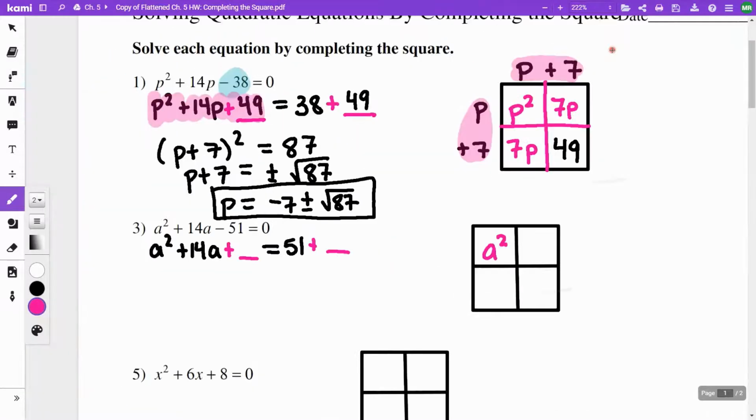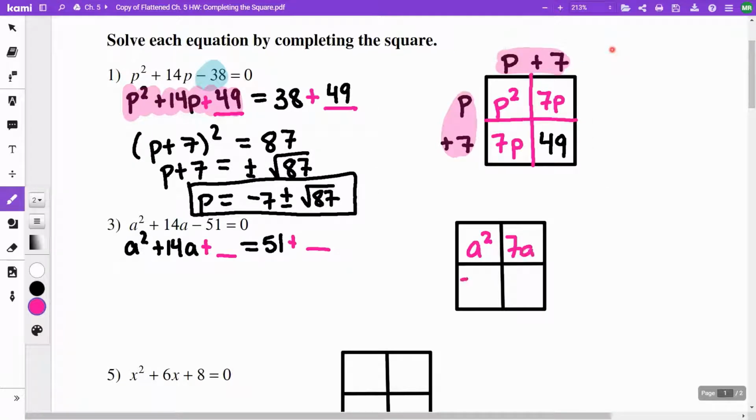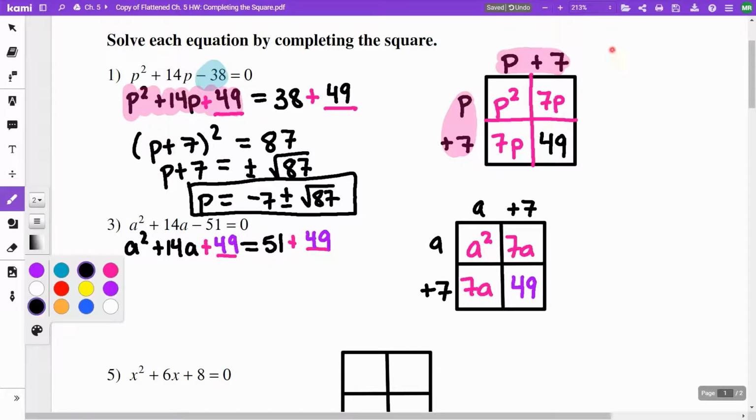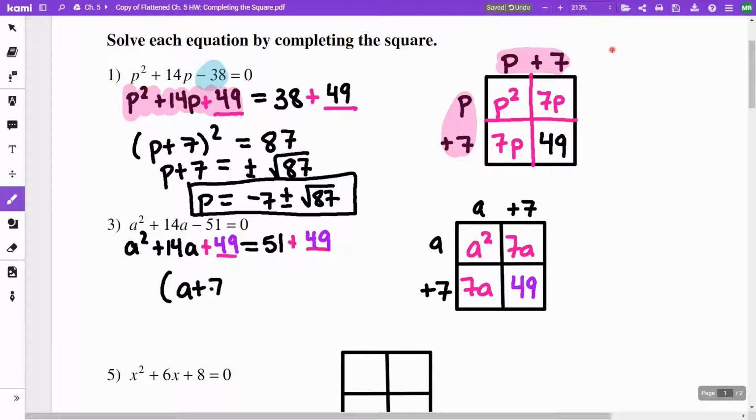My 14a is going to be split as a 7a and a 7a. So I have a squared plus 14a. So on the outside, this is going to be an a plus 7, an a plus 7, making it a square. And then what I'm missing is this 49. So I'm going to add 49 here, and I'm going to add 49 here. So my left-hand side is going to be a plus 7 squared. And on the right-hand side, I am going to end up getting a 100.